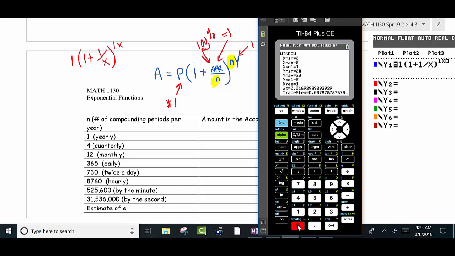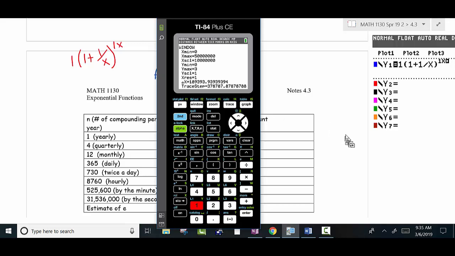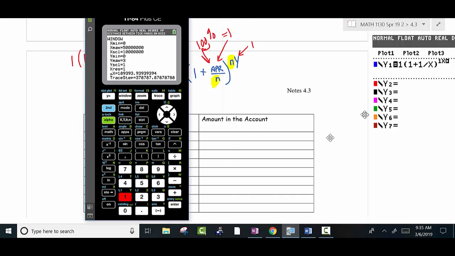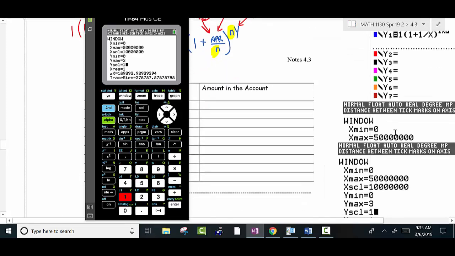And y minimum will be 0. No, hold on. Okay, I told you to do what? 50 million. 1, 2, 3, 1, 2, 3. And then the scale needs to be something like 10 million. For the y, I want you to go 0 to 3. You'll know why here in a minute. So you want to get that set up. And we're going to use the calculator to fill out this table that Euler would have done by hand anyway. So we want to get that done. There's what you put in.